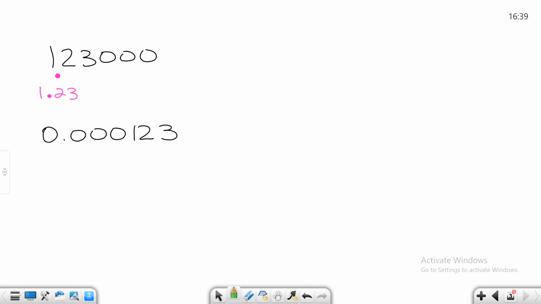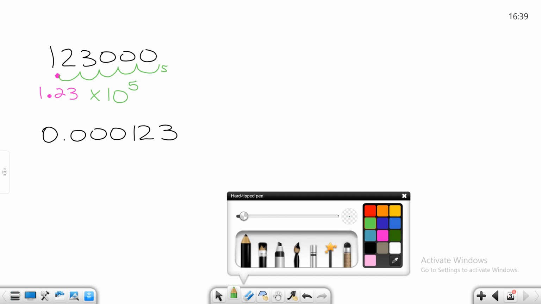And my second step is to count how many place values, 1, 2, 3, 4, 5. So this is going to be times 10 to the power of 5. And you see how I did those 2 steps in one line? And so that's going to help you guys a lot so that you guys can practice. Okay, let's try the same thing for the next one.